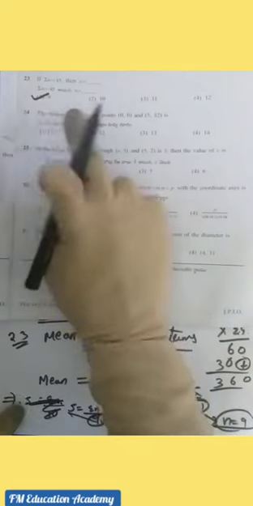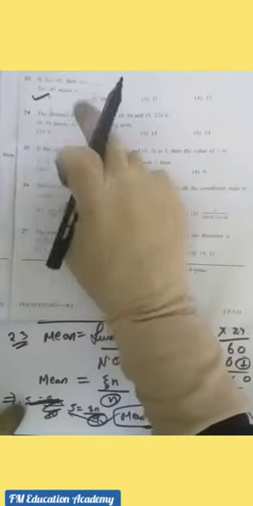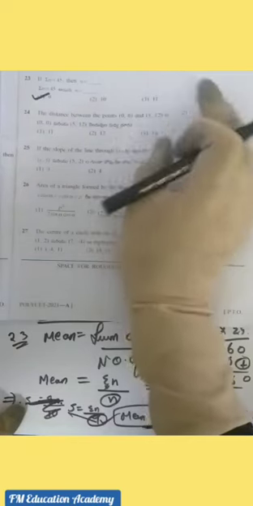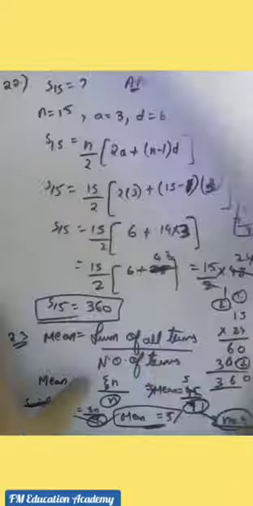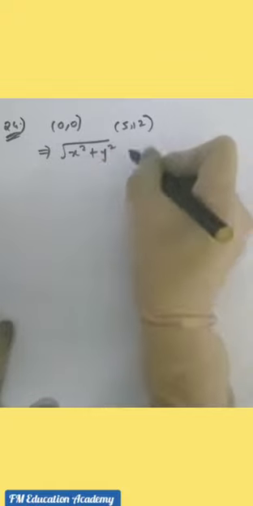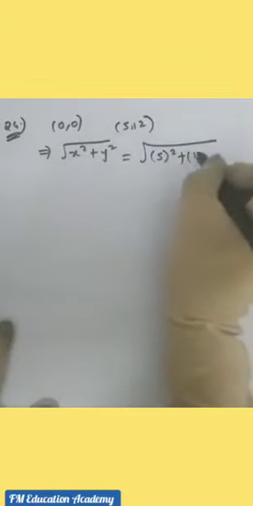Observe the 24th question. The distance between the points 0, 0 and 5, 12 is. How do we find the distance between the points? It is asking for the distance between the points 0, 0 and 5, 12. We know the distance from the origin to a point is root of x square plus y square. Here it is root of x value 5 square plus y value 12 square.